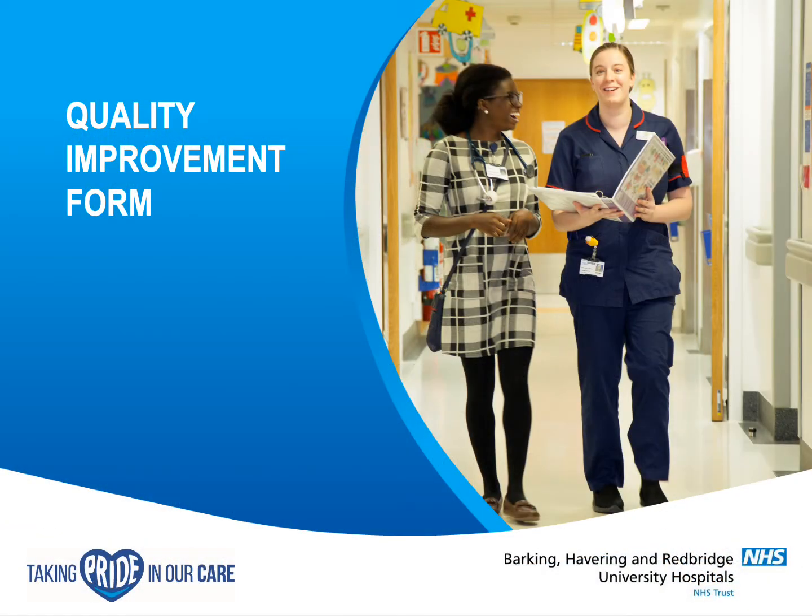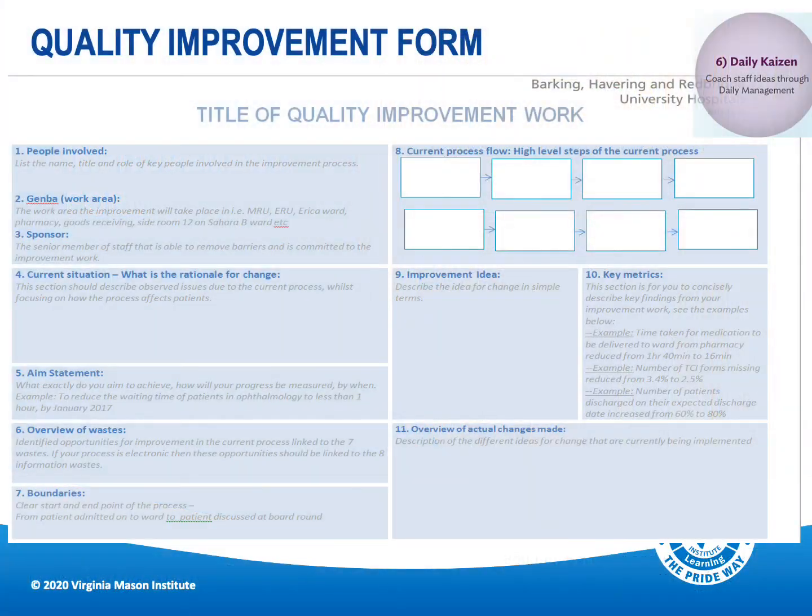We'll quickly recap the quality improvement form. Here is the quality improvement form, which is a clear and concise tool which staff members can use to carry out small-scale improvement works in their departments. It includes a section on the key people involved in the improvement, including who is being looked at, and who will be on hand to remove any barriers preventing the improvement work from taking place. This person will be the sponsor.